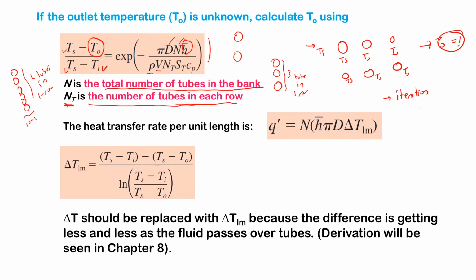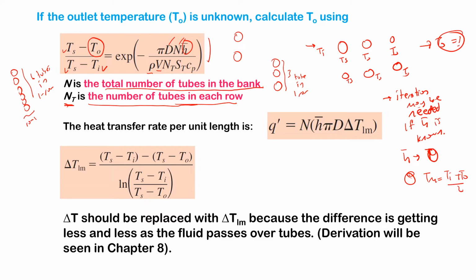Iteration may be needed, because if h bar is not known, as we just talked about, the problem is h bar needs to be evaluated at T mean. This is T in plus T out over 2.